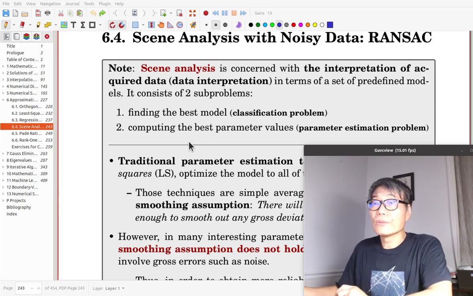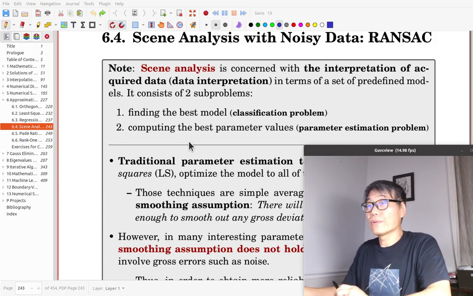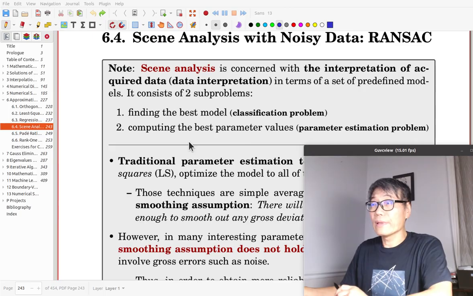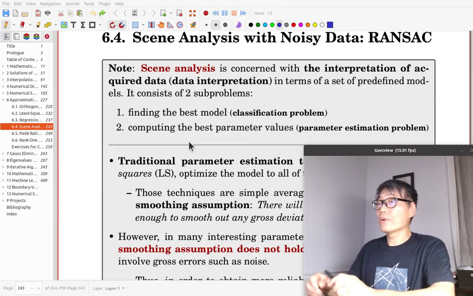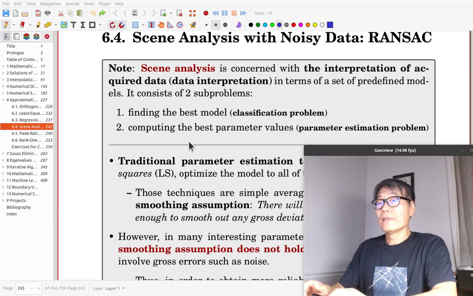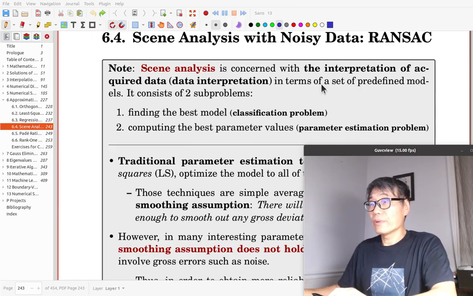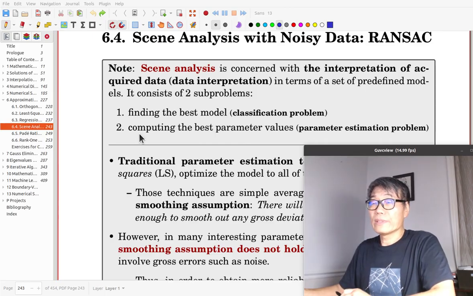In this section, we'll study scene analysis for noisy data, and we'll consider a well-known algorithm called RANSAC. Scene analysis is about the interpretation of acquired data, so it is a sort of data interpretation. There are two subproblems. One is finding the best model, which is a classification problem. The second one is computing the best parameter values. That is a parameter estimation problem. Here we'll focus on this second part.